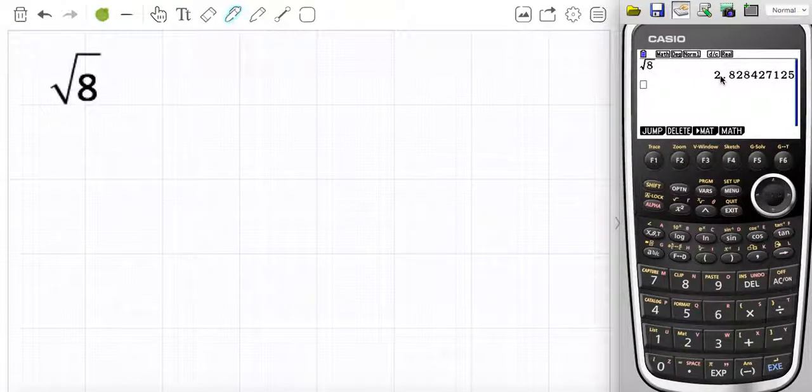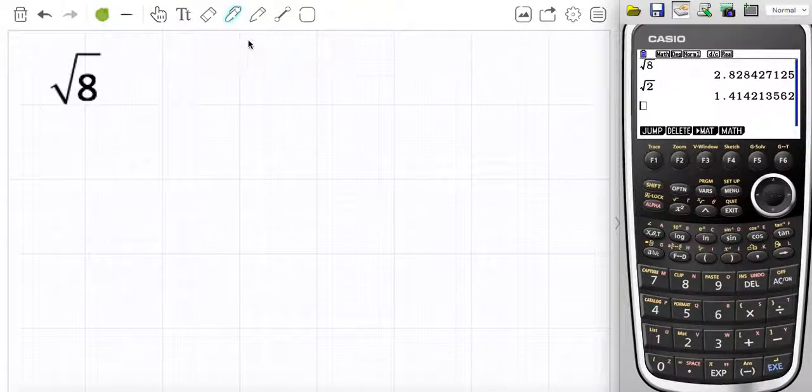And this number here, which is the answer to the square root of 8, is what we call an irrational number. It carries on forever without any pattern. And that's because the root of 2 carries on forever. We'll press this one for FD, it carries on forever.